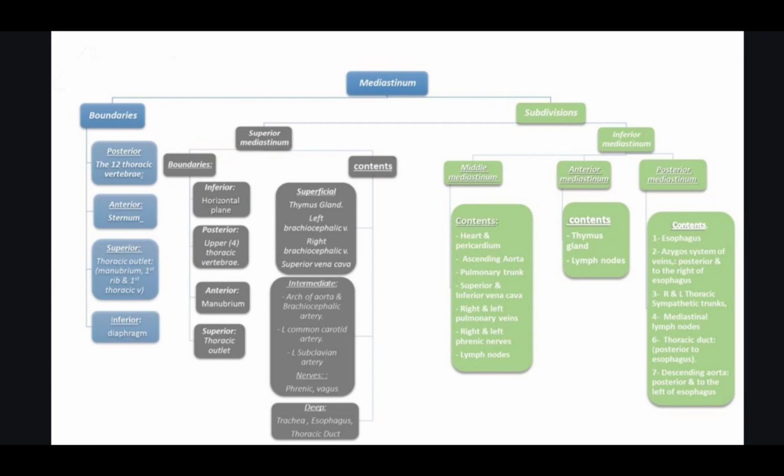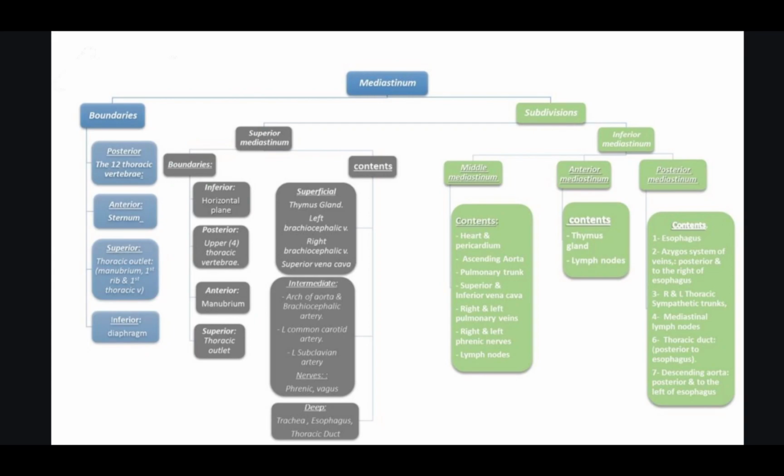Now we go to the inferior mediastinum. It's also further divided into three parts: middle mediastinum, anterior mediastinum and posterior mediastinum. Here I write middle mediastinum first because it's the most important topic of mediastinum, because it has heart and pericardium. Let's start with anterior mediastinum.